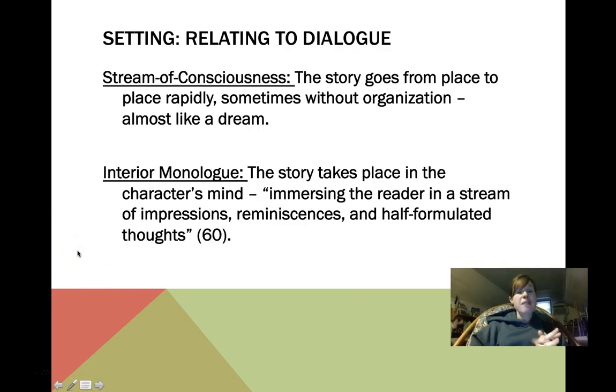Now, they talk about dialogue, and they start to connect our setting to our characters. A stream of consciousness is where a story goes from place to place rapidly, sometimes without organization, like a dream. So again, Alice in Wonderland is an excellent example of stream of consciousness setting. The setting in that story is so varied and weird that at times you're like, where am I? And that's kind of the author's point, is that it is supposed to seem like a dream where you go from place to place very quickly.